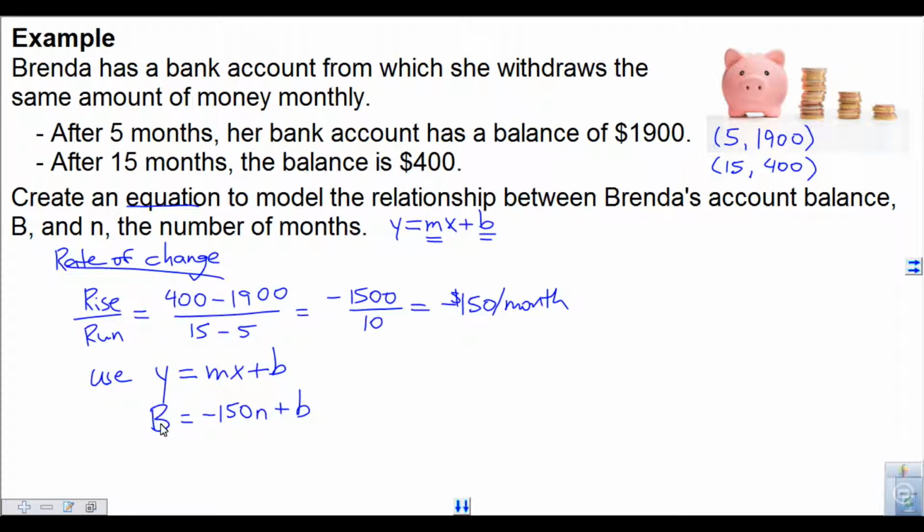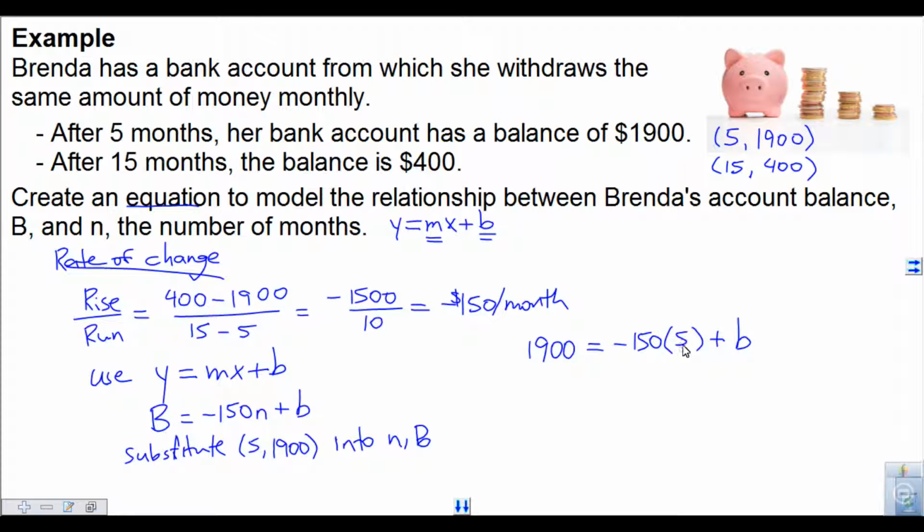All right, so the new part here is we're going to substitute a point in for n and B. I can just pick any point here. Let's just pick the first one, 5, 1,900, into the value of n and the value of big B. So 1,900 is equal to negative 150 times 5 plus some initial value b that I don't know yet. So this is saying, how much money was taken out after 5 months?